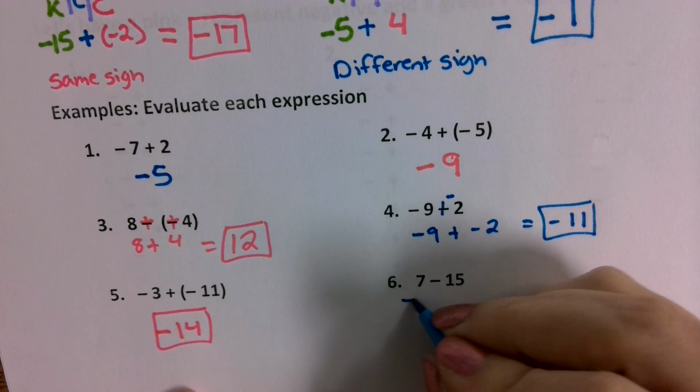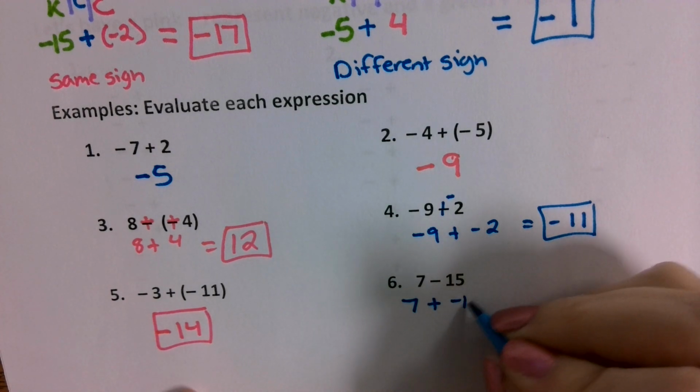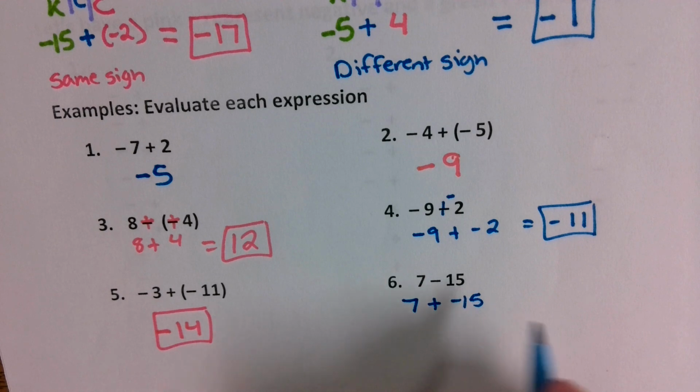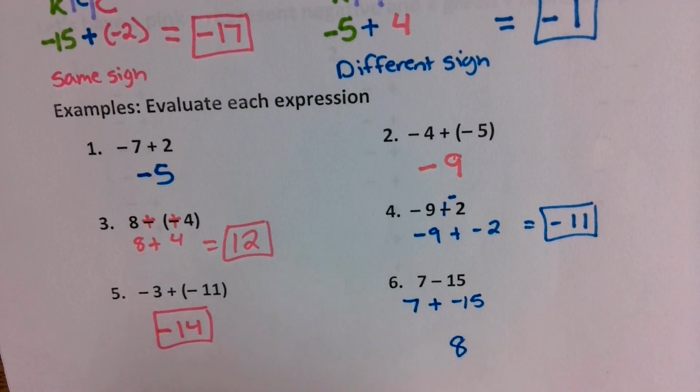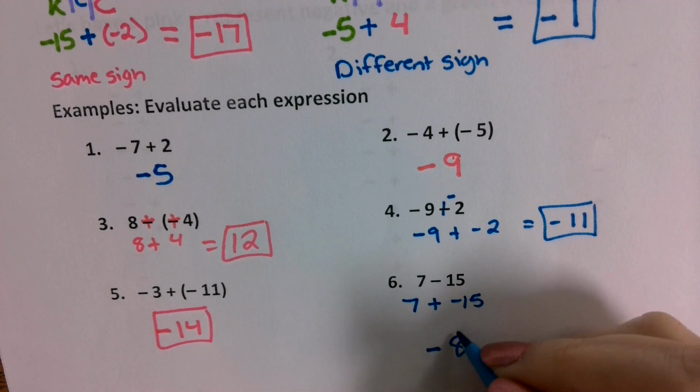And then the last one, 7 minus 15. -8. You're going to keep the 7, change it to addition, change it to a -15. They are different signs, so you subtract 15 and 7 to get 8, and then you keep the negative because 15 is the larger base, so -8.